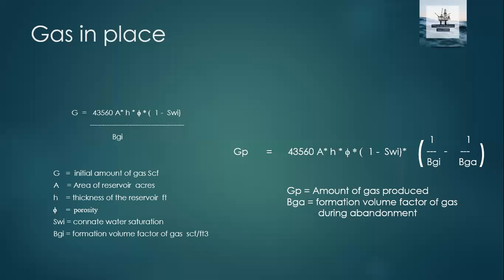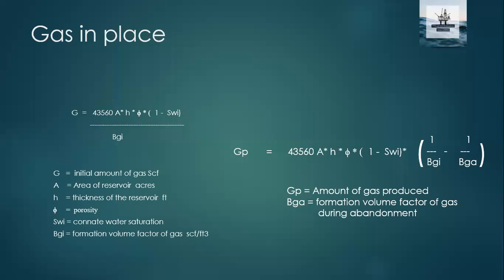43,560 AH5, that will not change. GP represents the amount of gas produced. At initial conditions, we measure gas as G. During production conditions, we measure gas as GP. So GP represents the amount of gas at produced condition.